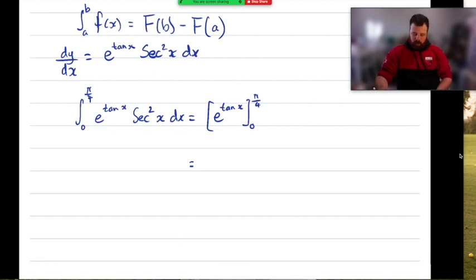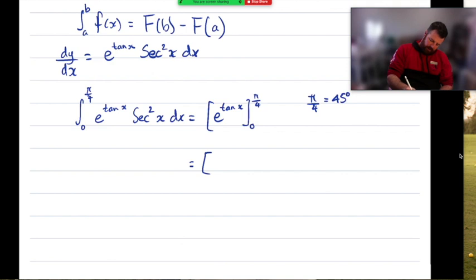Cool. Well, what do we know about pi on 4? Pi on 4 equals 45 degrees. And what do I know about tan of 45? Tan of 45 is 1. And what do I know about tan of 0? Tan of 0 is 0. So what we have here is e to the power of 1, because tan of pi on 4 is 1, minus e to the power of 0, because tan of 0 is 0. So that is just e minus 1.